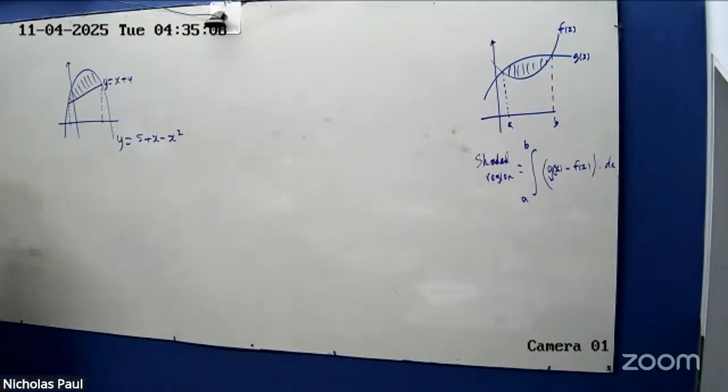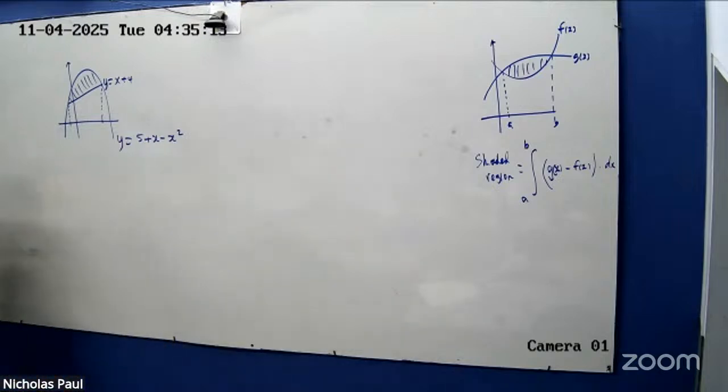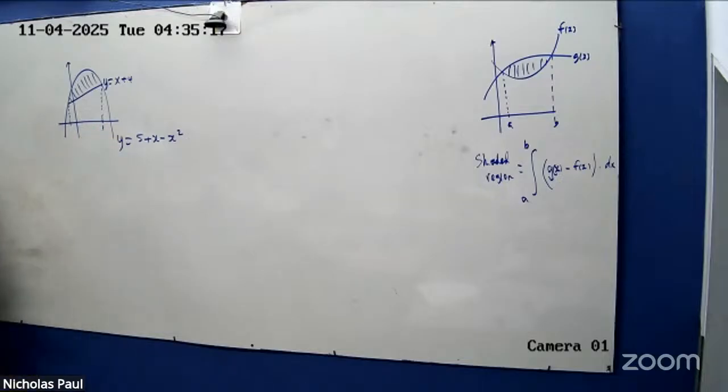What did you all get when you solve simultaneously? Yes, sir, two values. Oh, wait, see, got the one. What's the next one?